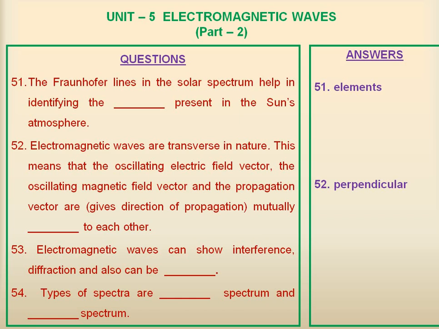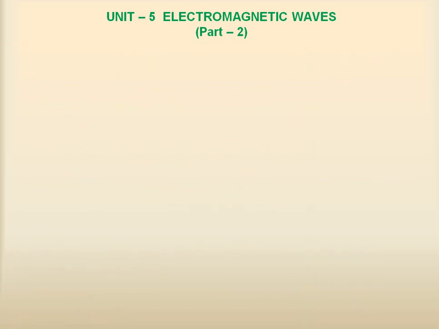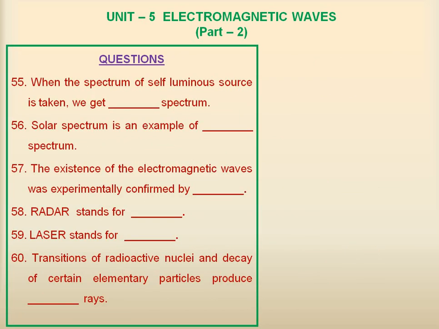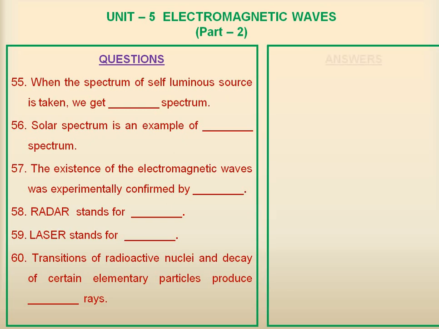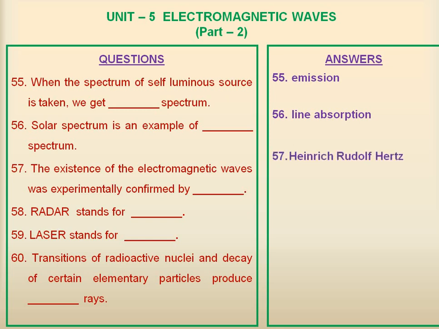Electromagnetic waves can show interference, diffraction and also can be polarized. Question number 54. Types of spectra are emission spectrum and absorption spectrum. Question number 55. When the spectrum of self-luminous source is taken, we get an emission spectrum. Question number 56. Solar spectrum is an example of line absorption spectrum.